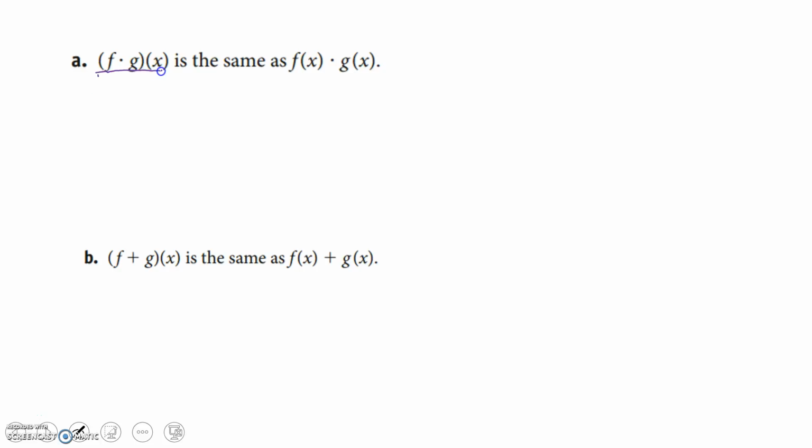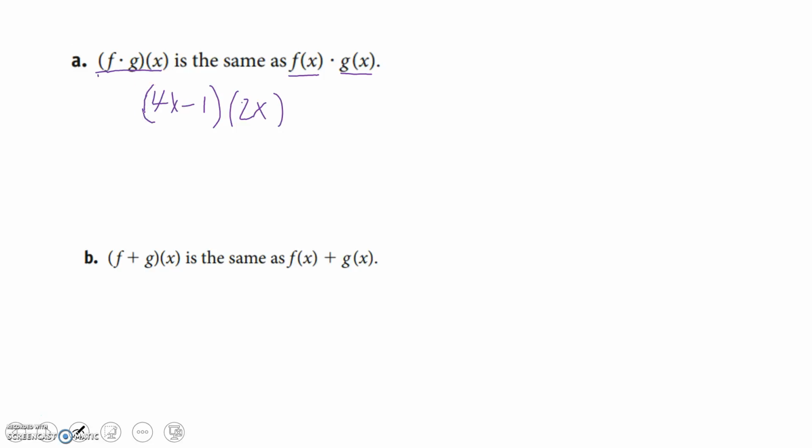The f times g of x is the same as taking the f of x and multiplying it by the g of x. So that's going to look something like this. My f of x, remember, is 4x minus 1. Since it's two terms, I'm going to put it in parentheses, and I'm going to multiply that by the g of x. The g of x from your previous slide was 2x. So I'm going to now perform this operation.